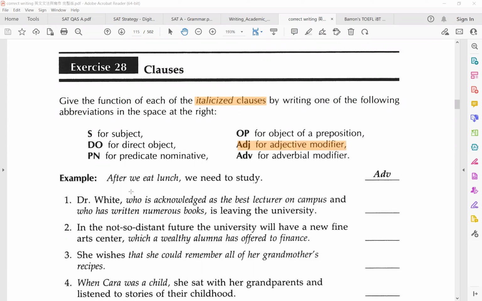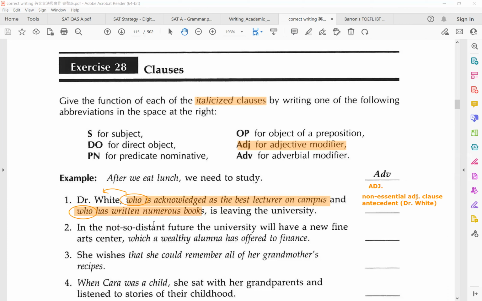So for example, for number one, who is acknowledged as the best lecturer on campus and who has written numerous books? Who is our relative pronoun that is modifying the antecedent Dr. White. So this is our non-essential adjective clause, antecedent Dr. White. So there is only one possible function because it is adjective, right? So there is no doubt about this. It modifies nouns or pronouns.